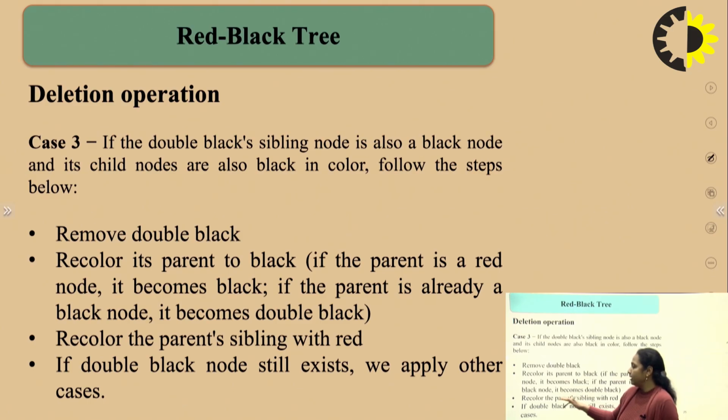After that, recolor the parent's sibling with red. Now, if double black still exists, repeat the process. Or if the process does not apply, we will go with the further cases.